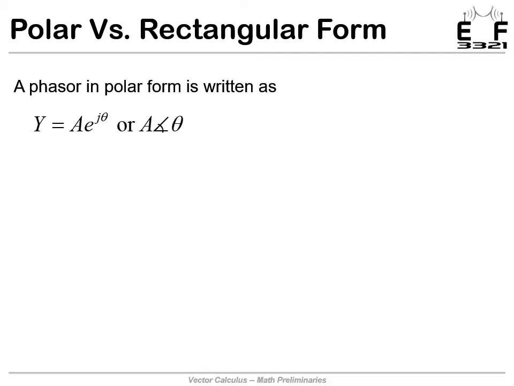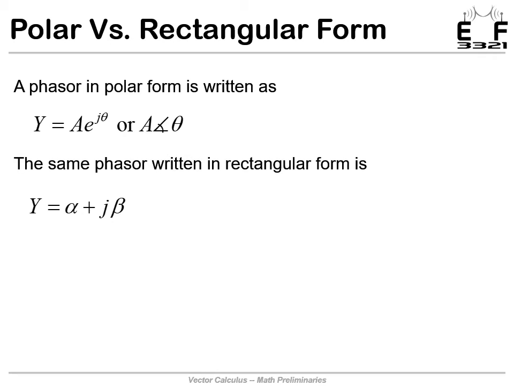We tend to write our phasors in one of two forms. Probably the most common is the polar form. This is where we write what we've been doing, where we write the amplitude and the angle. And most of the time you'll see it as an amplitude and then a complex exponential with angle theta. But sometimes you'll just see the amplitude, some kind of angle symbol, and then the angle. Both of those mean the same thing. So one does not mean something different than the other, and we don't need to get stressed out about that. They mean the same thing.